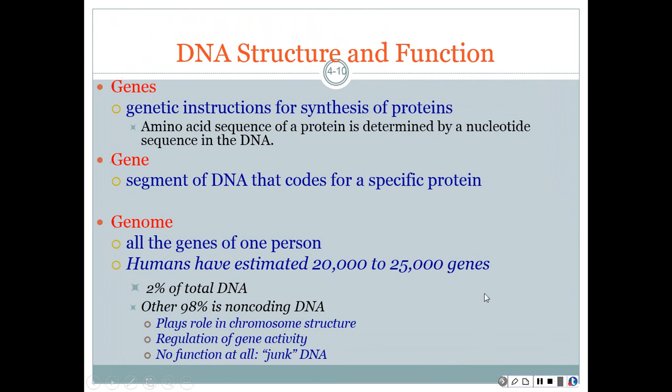All right, so let's look at a few terms. We have genes. What's a gene? Well, genes are genetic information or genetic instructions for synthesis of proteins. A gene is the segment of DNA that codes for a specific protein. Then we have a genome, which deals with all the genes of one person. Now, there's approximately 20,000 to 25,000 genes that an individual will have.